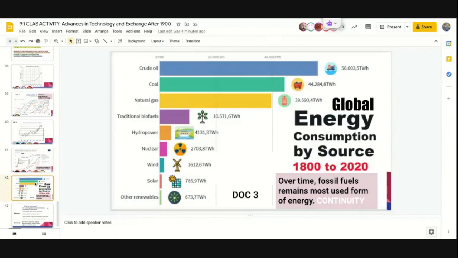Finally, look at the last one. Please stay with me. Global energy consumption by source from 1800 to 2020. Okay, there's no chart here. So from 1800 to 2020, what is the most used global energy source? Crude oil and coal. Those are fossil fuels. So over time, fossil fuels remain the most used form of energy. This is a continuity. This is what stayed the same over the entire period. The use of fossil fuels was the number one use of energy.